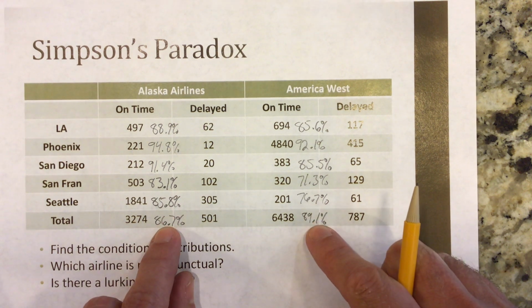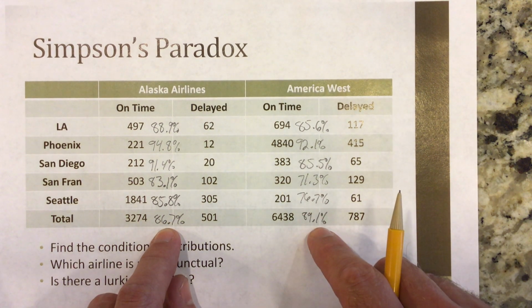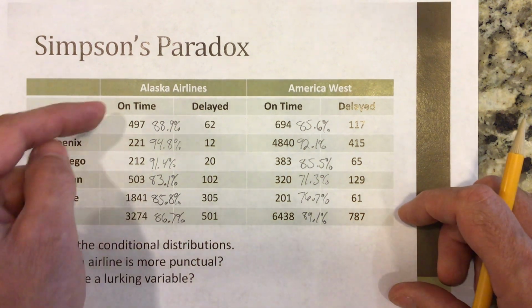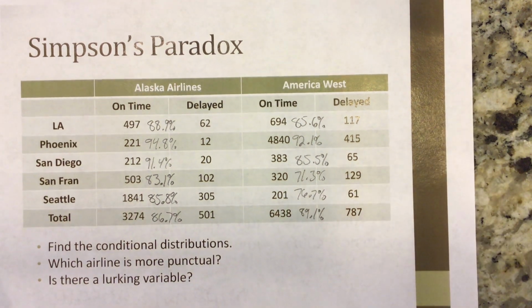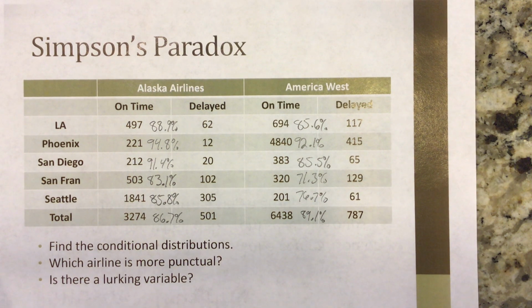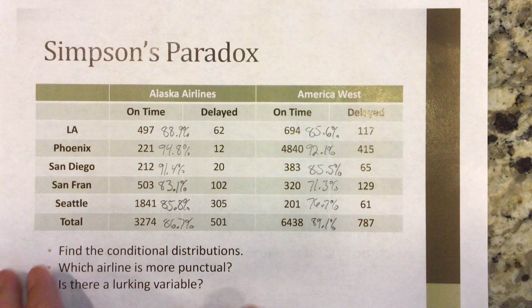So what's going on here? We said America West is more punctual, 89% on time versus Alaska, roughly 87%. Yet every single airport, Alaska is more punctual. How can that be? Okay, so pause it, think about it. Hopefully you see why. It's basically a simple algebra question.